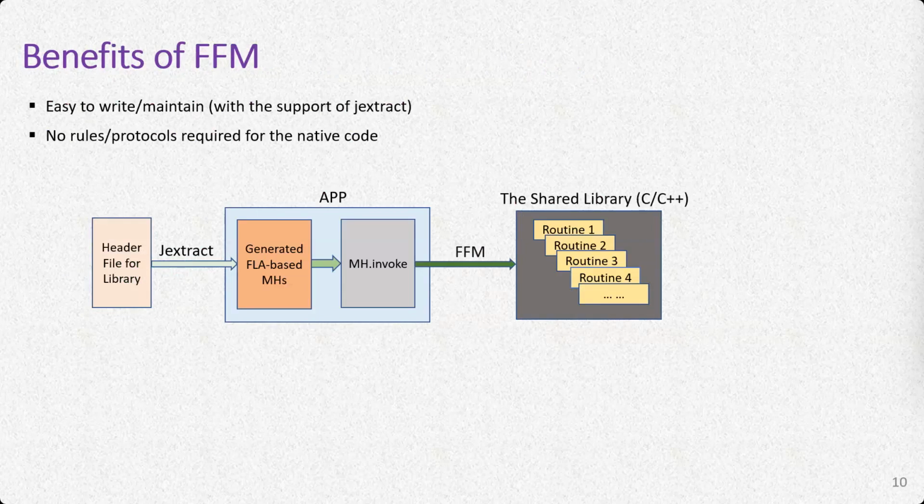Let me summarize what benefits we get from the FFM APIs. FFM-based applications are easy to write and maintain because they are totally Java code, and there are no rules, protocols, or restrictions for the native code. So Java developers are allowed to do whatever they can to guarantee the code satisfies their needs without any concerns about the native. To accelerate development, the jextract tool saves developers quite a lot of time and effort writing Java code by eliminating the effort of method handle generation.